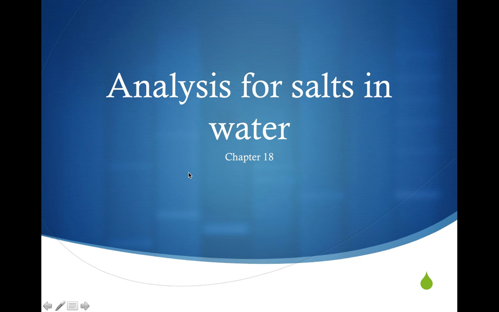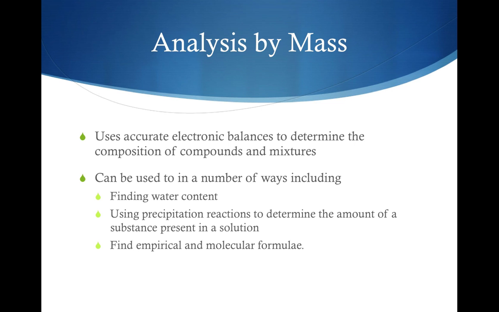Unit 2 Chemistry, Chapter 18, Part 1, looking at how we analyse salts in water, which can be any ionic substance, remember? When we say salt, that's what we mean. Now there's a number of different techniques we're going to look at. The first one is how we analyse things by mass. So essentially we are weighing things using some accurate electronic balance.